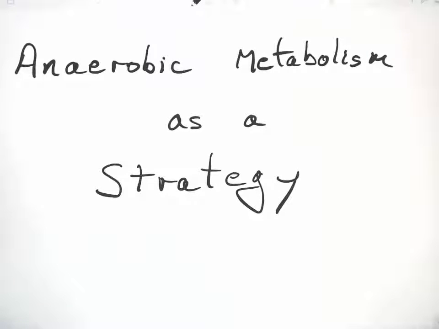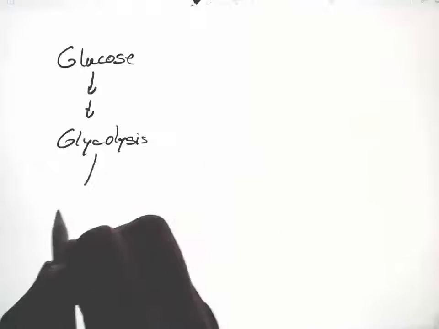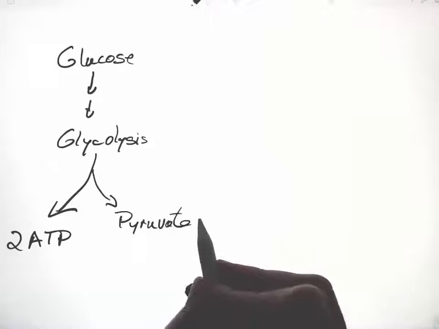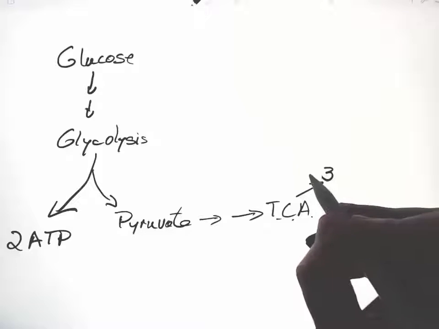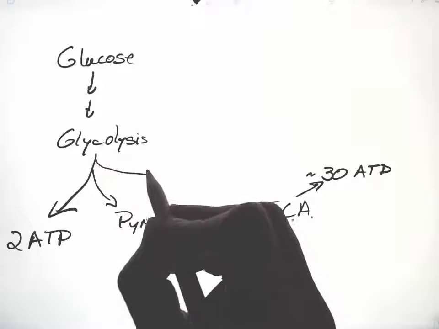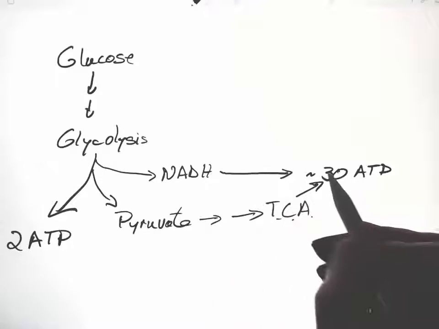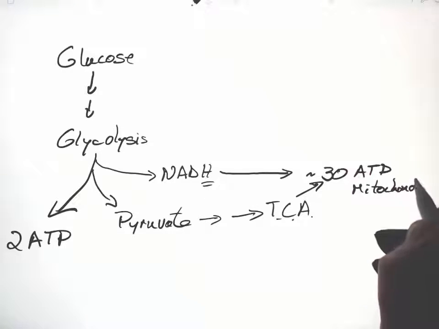When oxygen is scarce, animals have to use anaerobic metabolism as a strategy. In aerobic metabolism, glucose goes through glycolysis to produce 2 ATP, and pyruvate, which goes through the tricarboxylic acid cycle, TCA cycle, which produces about 30 ATP, and NADH produced in glycolysis as part of the hydrogens that provide this 30 ATP in mitochondria.